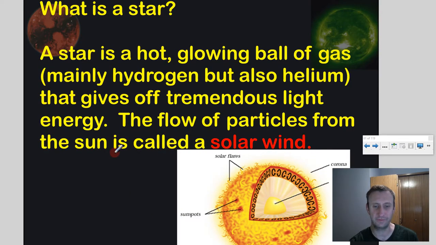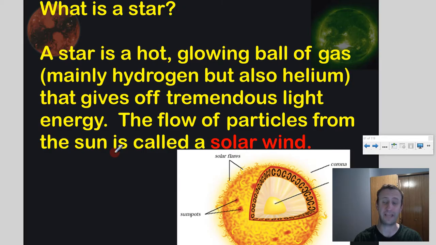So what is a star? Let's talk a little more about stars. A star is a hot glowing ball of gas. Mainly it will contain hydrogen and helium, but it can include other things as well, which you're going to learn about later. It gives off tremendous light energy, and this is due to the nuclear reaction happening within the star, which is nuclear fusion.